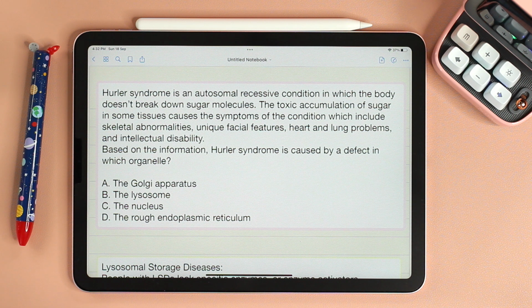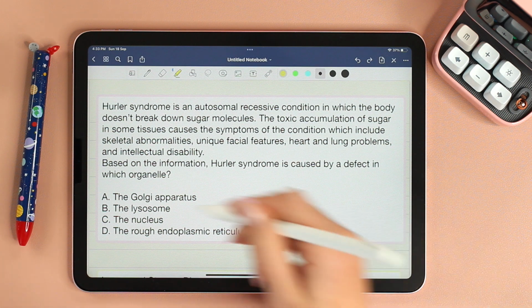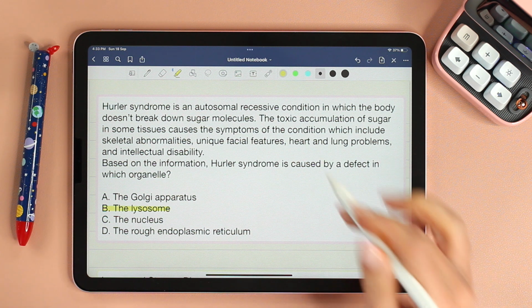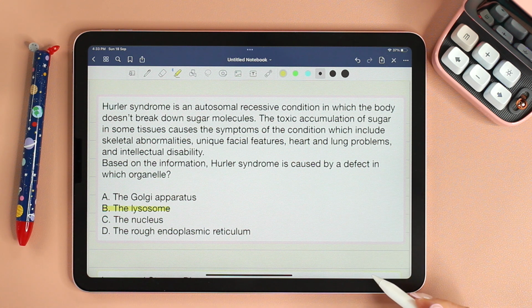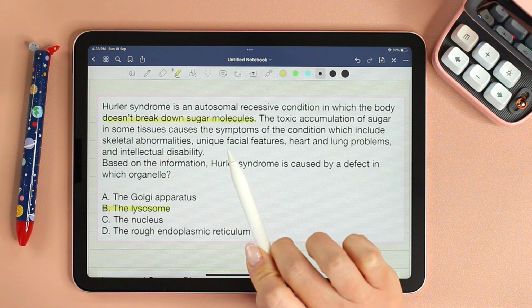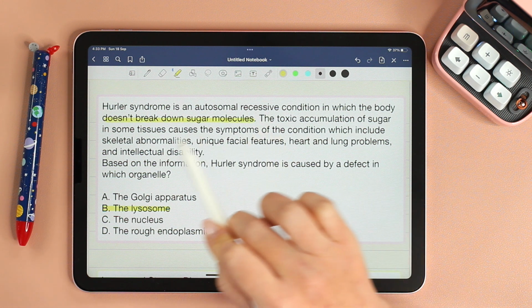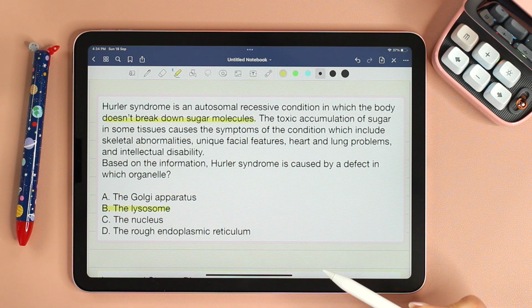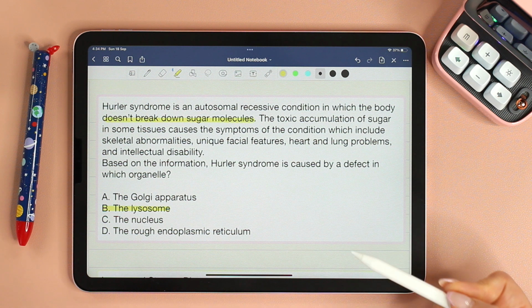Based on the information, Hurler syndrome is caused by a defect in which organelle? So of course, obviously, the answer is lysosome. But if this question came in your exam, how would you know to answer lysosome? The key term to highlight in the question is that the body doesn't break down sugar molecules. And we know that it's the lysosome which is responsible for breaking down molecules.